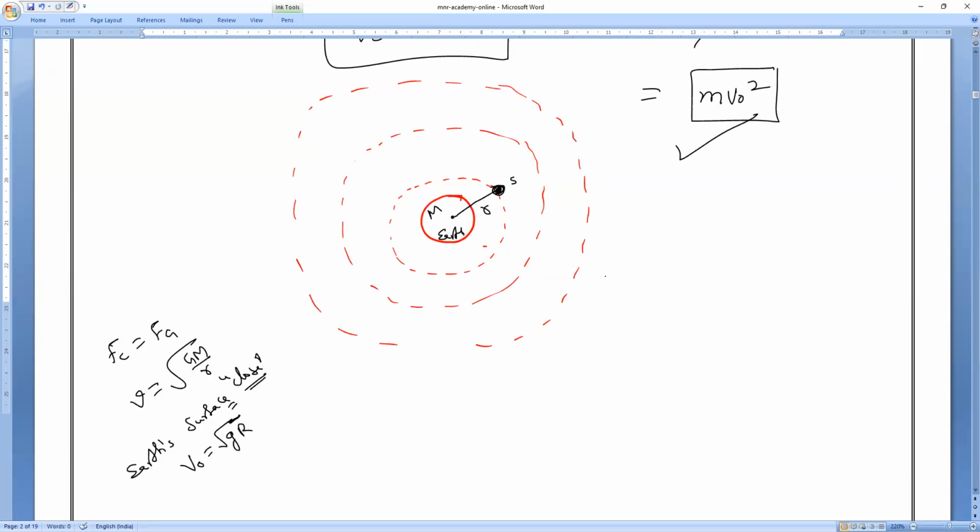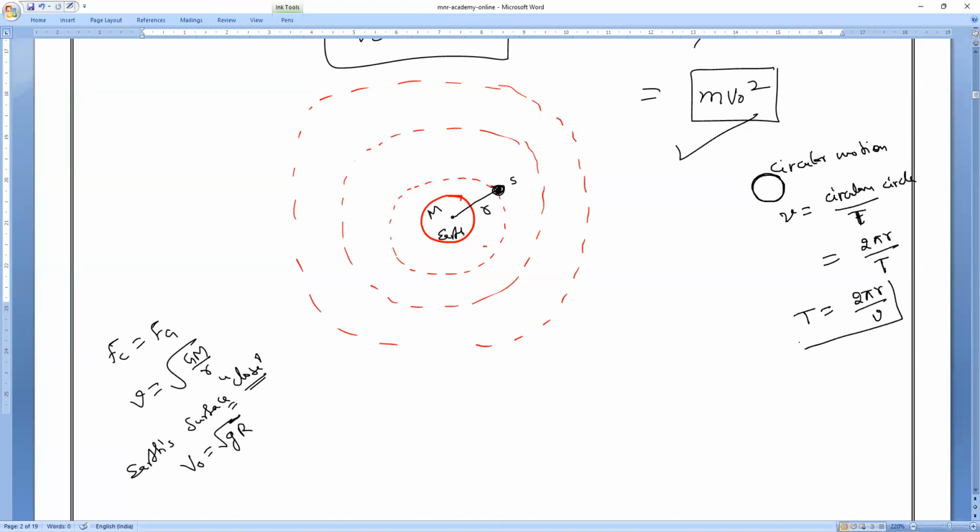Now, what is the time period to revolve around? This is similar to the speed formula. We all know circular motion. In circular motion, what is the speed formula? Speed is equal to circumference of a circle divided by time period T. The circumference of a circle is 2 pi r. So speed is 2 pi r by T. Now T will come here, so time period is equal to 2 pi r by V, where V is the speed of the body. So this is the time period formula.